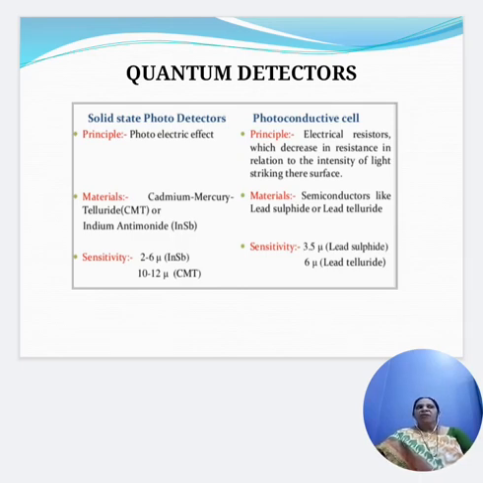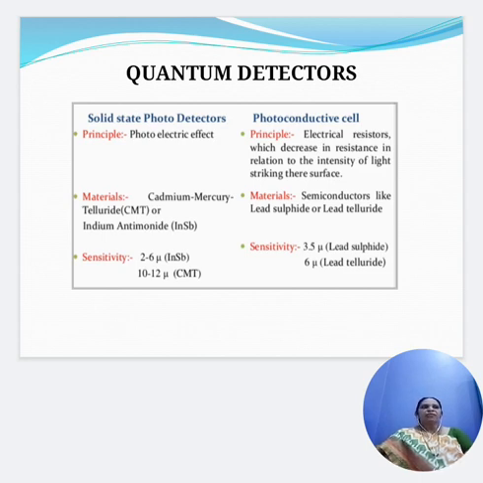So these are the advantages of solid state photodetectors. They work on the principle of photoelectric effect. They are made of materials like cadmium mercury telluride or indium antimonide, and sensitivity is 2 to 6 micrometers for indium antimonide, and for CMT it is 10 to 12.